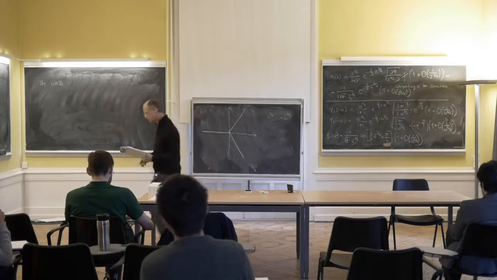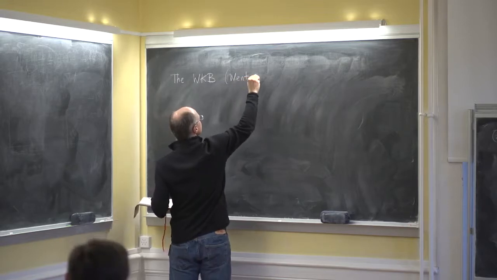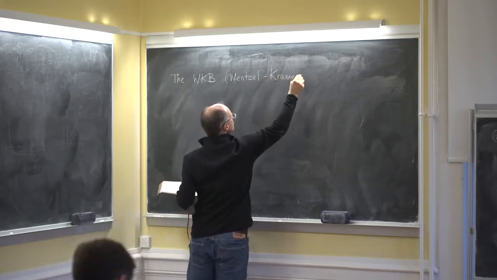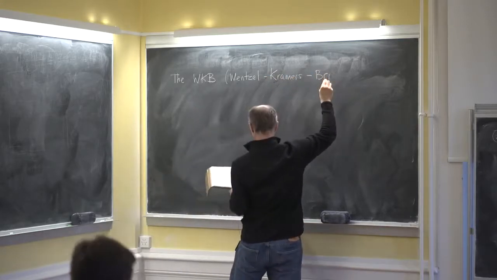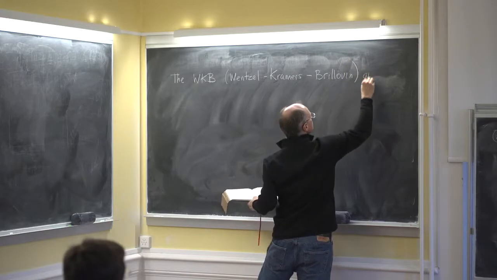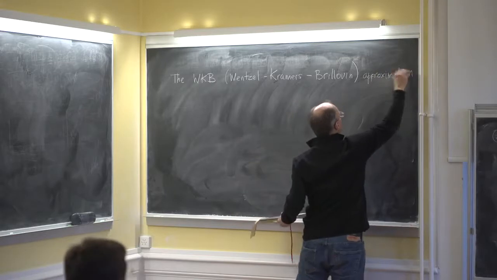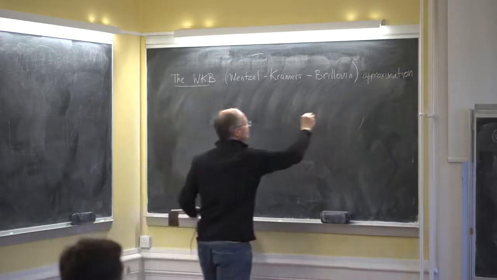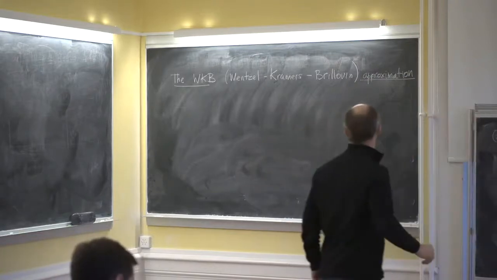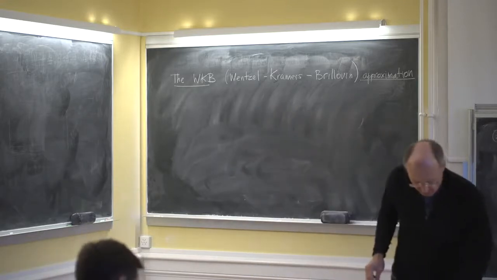And now let me write the names because I don't remember them. So everybody knows WKB, but I think not everybody remembers the names. So it's Wenzel, Kramers, Brillouin. And the idea here is as follows. Let me try to introduce a setup.